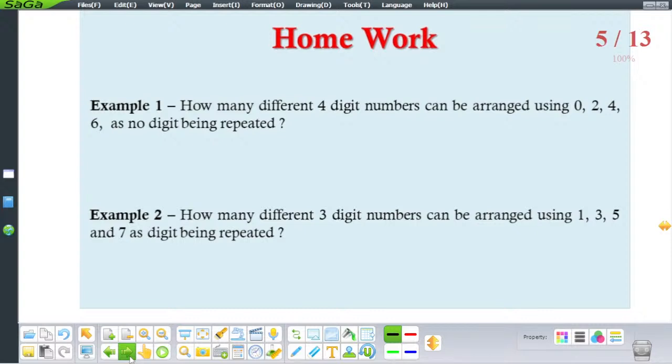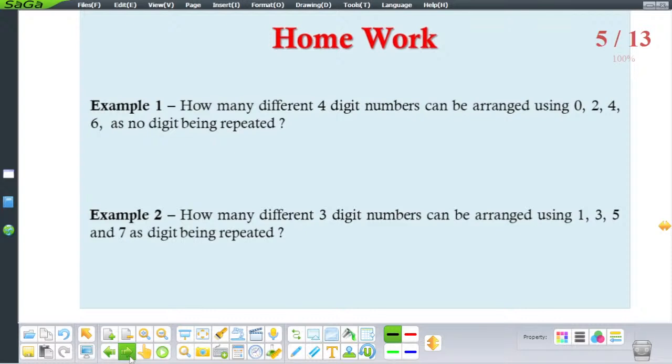Example 1: we have seen how many different 4-digit numbers can be arranged using 0, 2, 4, 6 with no digit being repeated. So it contains 0 but not repeated. And example 2: how many different 3-digit numbers can be arranged using 1, 3, 5 and 7 with digits being repeated, without 0 and with repetition. So what were the answers for these examples 1 and 2?